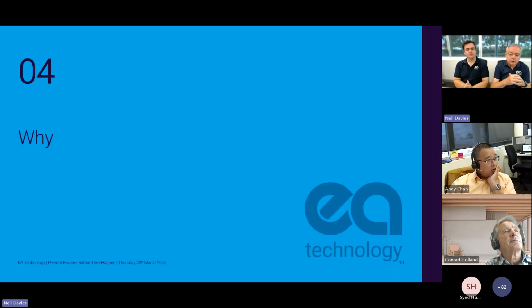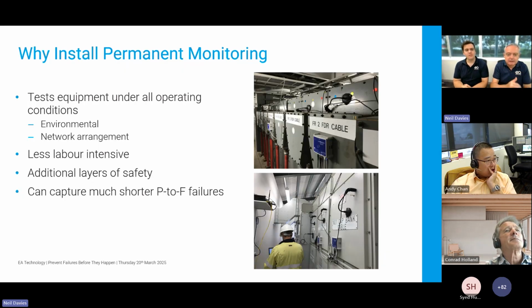Okay, so why? I'm going to talk a little bit now about the general reasons that people will use it. So monitoring versus periodic testing, really. And one of the big things is that you're testing under all different conditions. So you're testing under different environmental conditions, under different network arrangements.